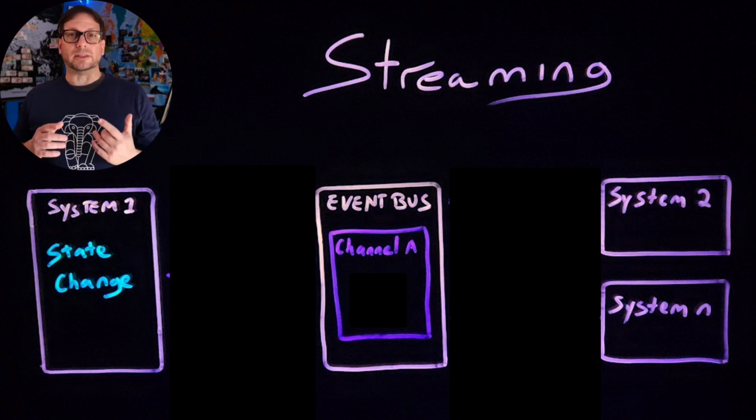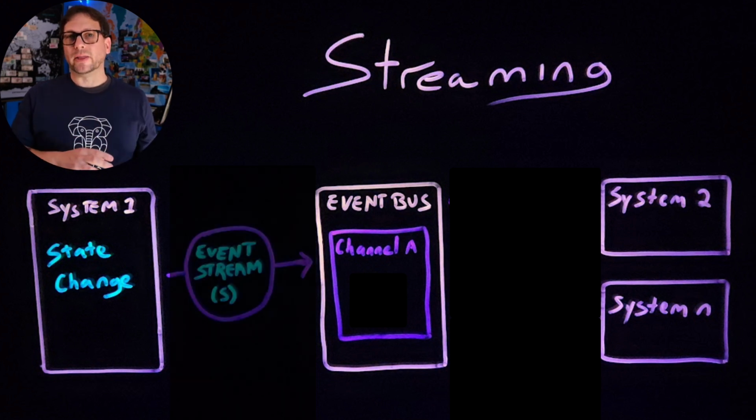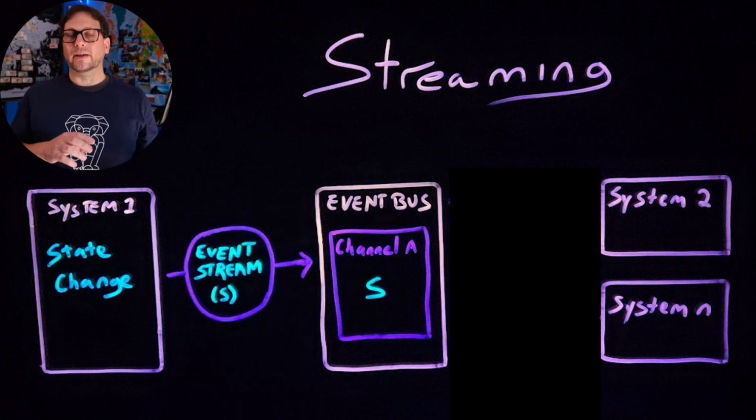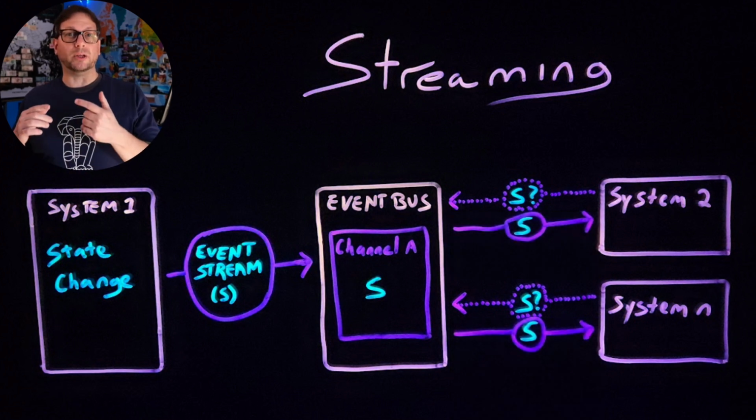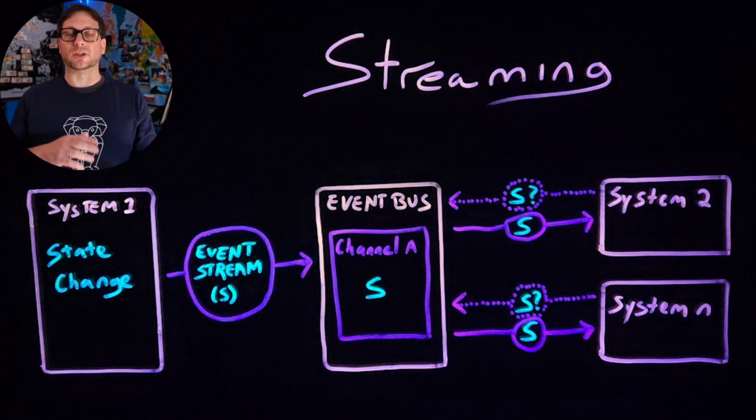Really, the only difference is that instead of publishing the events one at a time, we're publishing them in rapid succession, and the subscribers are receiving them in rapid succession, and they're processing each event in the order that they're received, and they're going to continue receiving and processing events as long as they're being published.